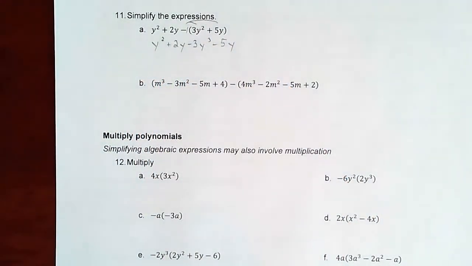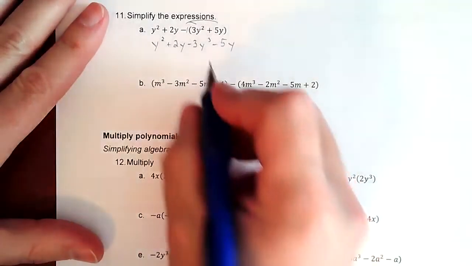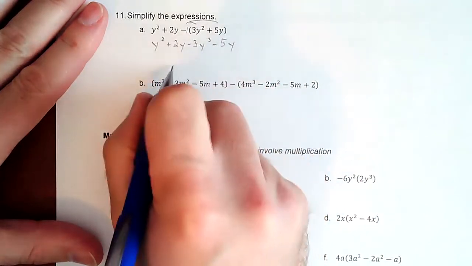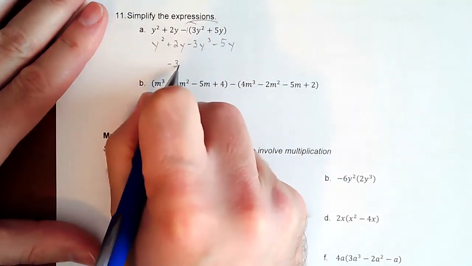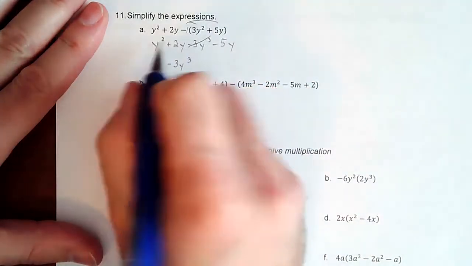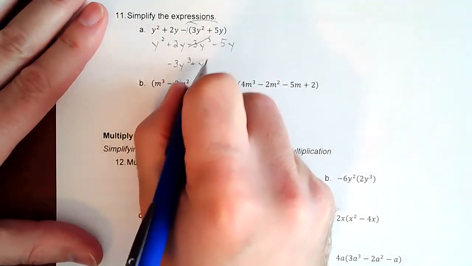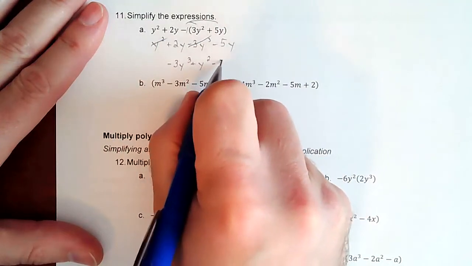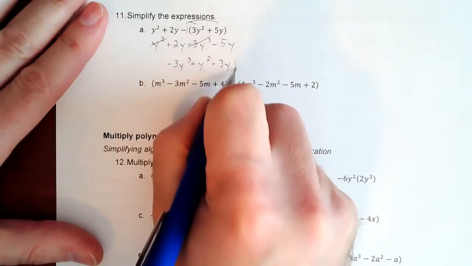And then it's exactly the same as the last problem where we're just going to combine our like terms. We'll start with the highest power, which is the y cubed. There aren't any other y cubes. So that would just be a -3y cubed. And then we'd go to the next power down, which is a y squared. And then the next power down, which would be a negative 3y when you put them together.